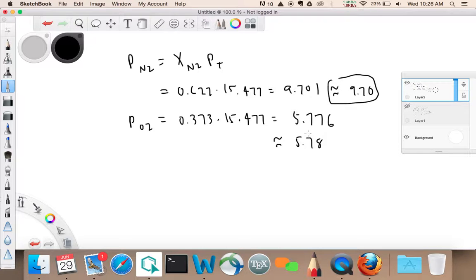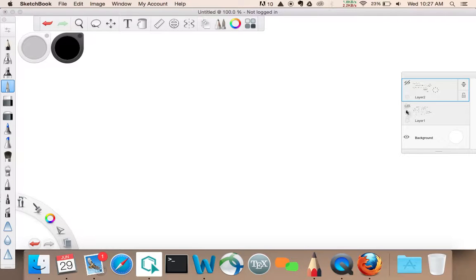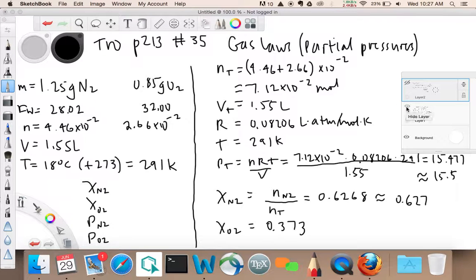Okay, so let's add these two numbers together real quickly and make sure they give us the pressure total. They ought to, of course. So the sum of these two is 8 plus... 4, carry the 1, 10, 15. And sure enough, that's what it was. Okay, let's go back over here. We can disappear this now and bring this back up and say the pressure total was 15.477.